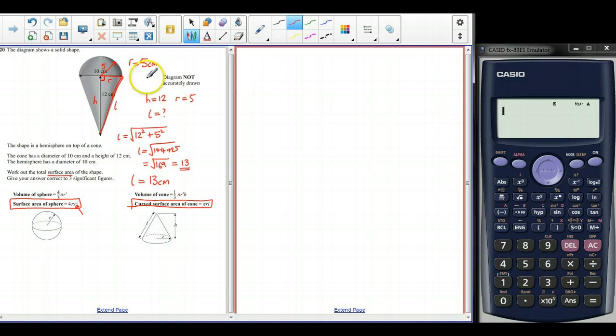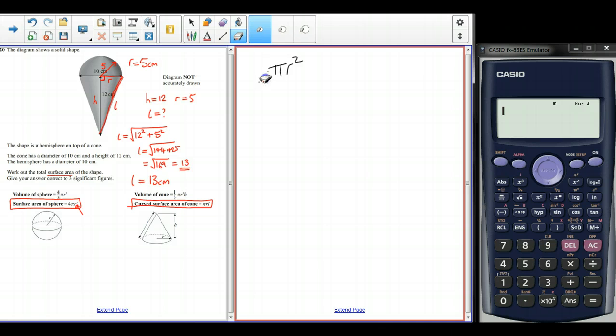So first of all, I'm going to start with the hemisphere. So we've got the curved surface area is 4 pi r squared. Now we're going to need to divide that by 2 because we're just working with a hemisphere, and the easiest way to do that is to just work out 2 lots of it instead of 4 lots of it. So that's our surface area for our hemisphere. So that's 2 times pi times the radius squared.